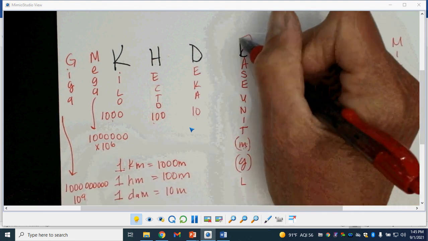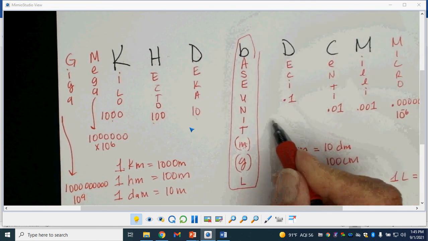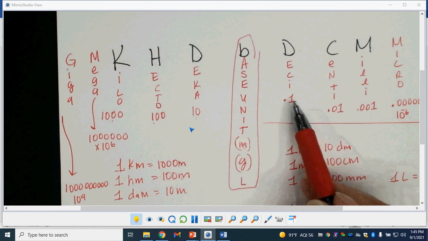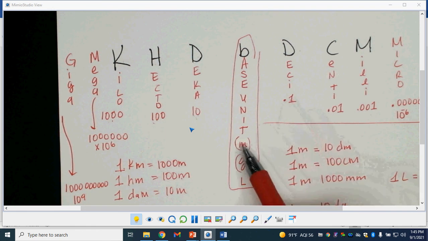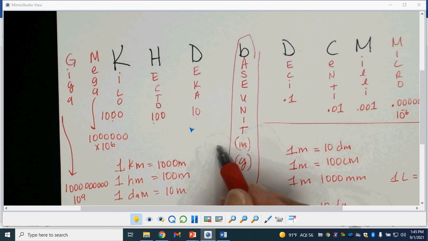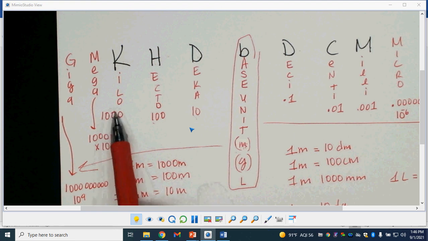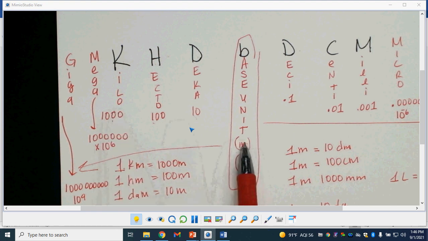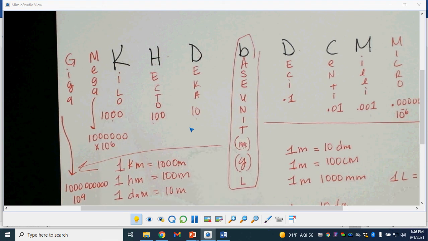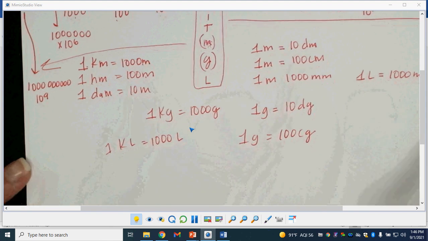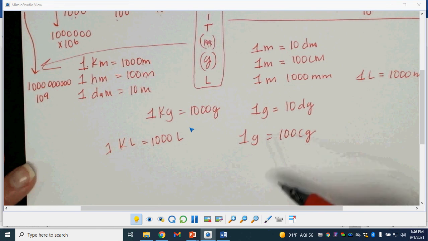So this is my base unit. All of these prefixes are smaller than the base unit. You need several of these to make up one of the base unit. All of these prefixes are larger than the base unit. So if I had one of these, I need several of the base unit just to make up one of those. Now these down here are called equalities, and we are going to be using these to make conversions in something called dimensional analysis.